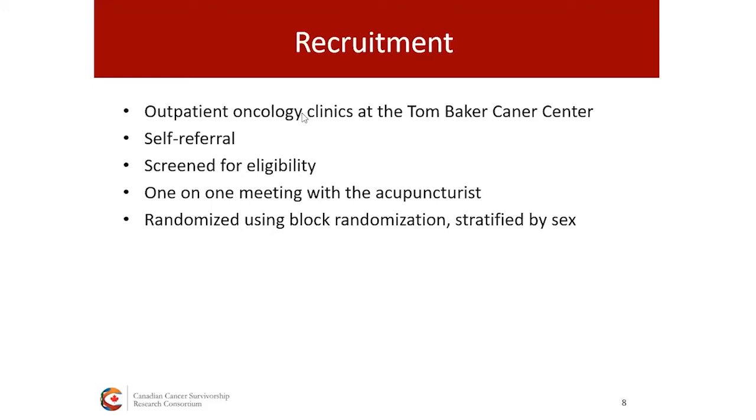When the patients showed interest, they came to the clinic to participate in the study. Firstly, they were screened for eligibility based on our inclusion and exclusion criteria. Next, if they were found to be eligible, they had a one-to-one meeting with the acupuncturist. This was the initial assessment meeting to discuss their treatment plan. Because this was a pragmatic trial, we customized the treatment plan for everyone rather than having a standardized plan for every patient across both arms. And the patients were randomized into either the group arm or the individual arm using block randomization, stratified by sex.